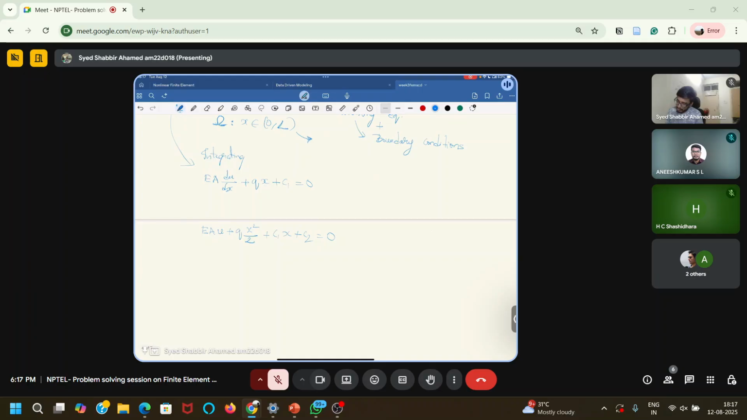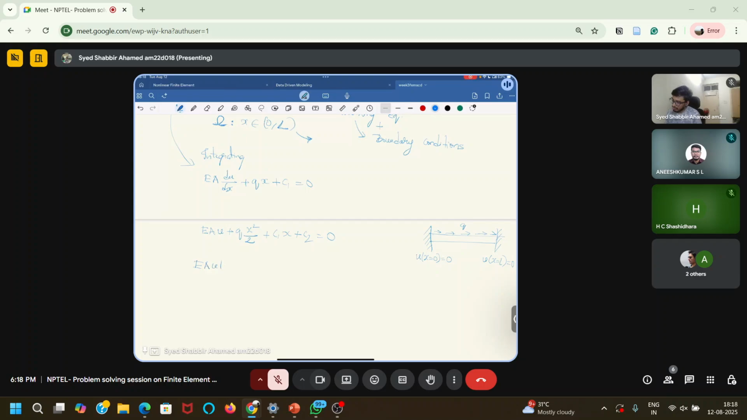Okay. Let's say the bar is fixed on both sides and there is some load q per unit length acting. So now you can see that there are two boundary conditions. At the left end, at x equals 0, u is 0, and at x equals L, u is 0. So these are my two boundary conditions. I have here two unknowns, right? C1 and C2.